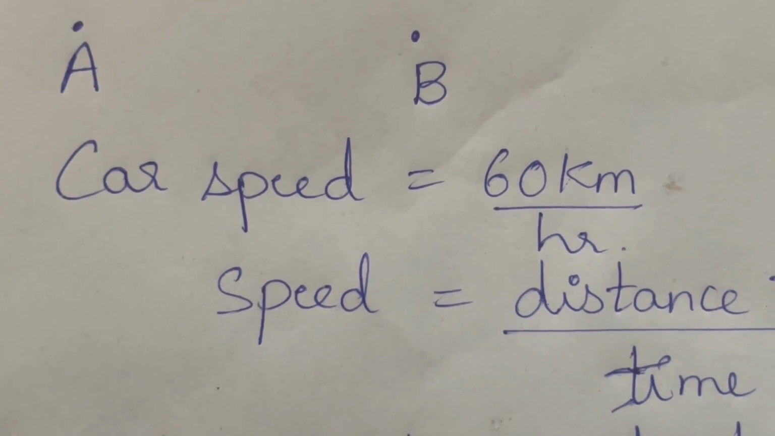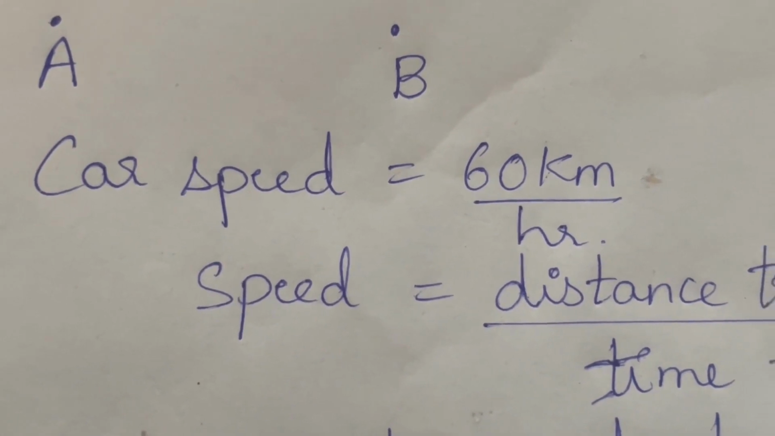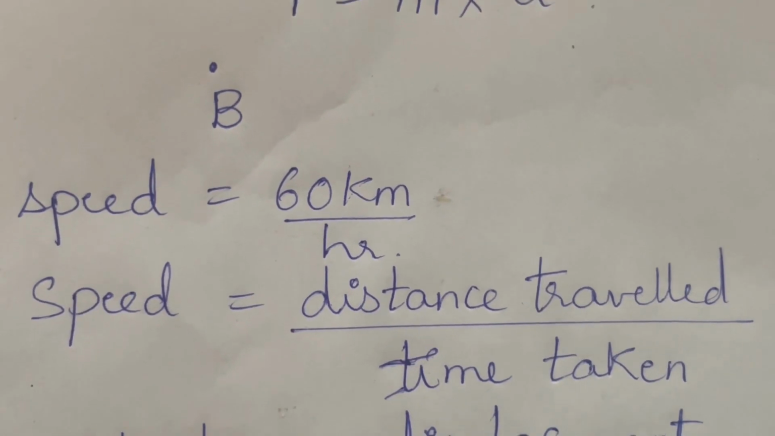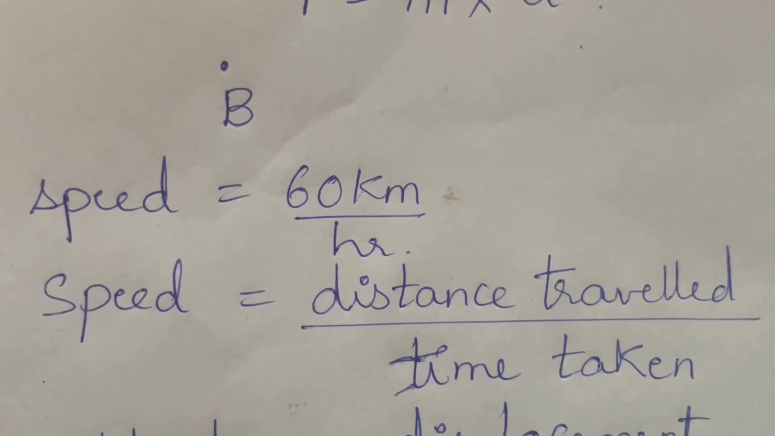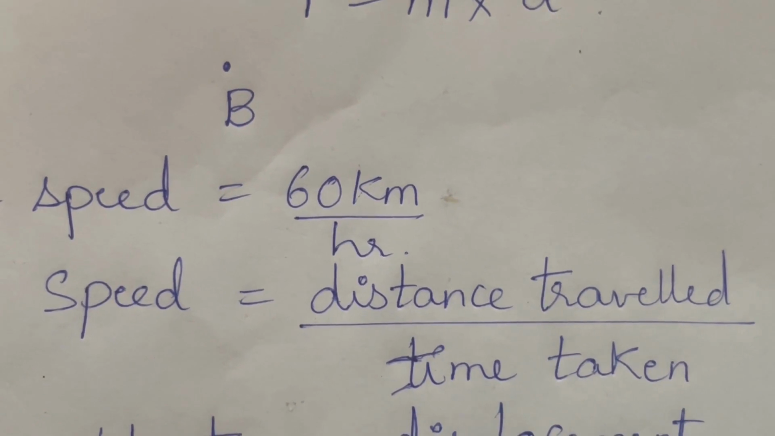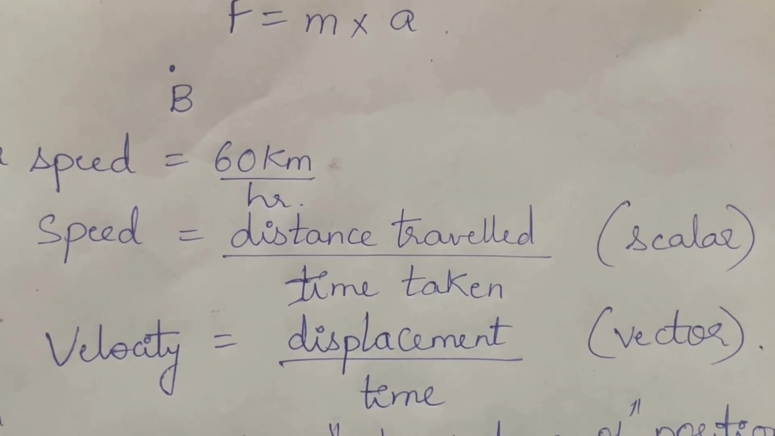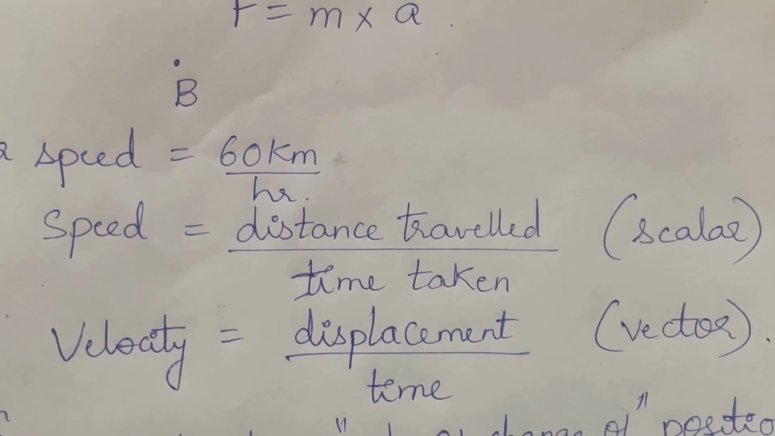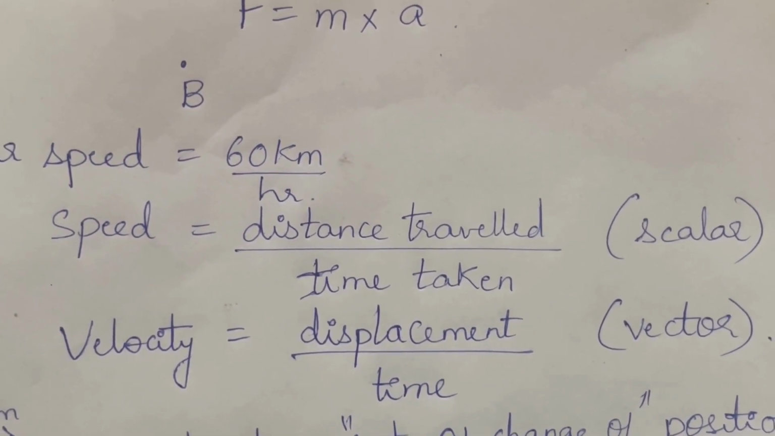How do we write speed as an equation? We write it as speed is equal to distance travelled divided by time taken. That is, how much distance I travelled divided by how much time I took. So if I went 60 kilometers in 1 hour, my speed is 60 kilometers per hour. Now let us see what is velocity. Velocity is similar to speed. The difference is speed doesn't have direction and velocity has direction. That is, speed is a scalar and velocity is a vector.